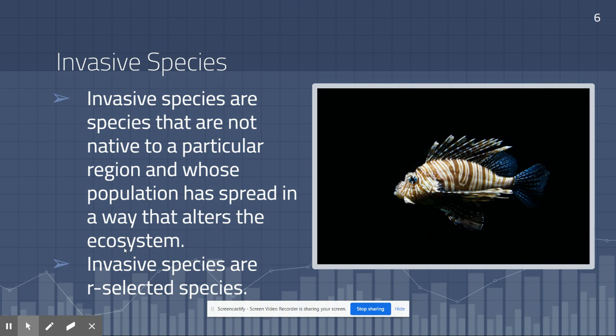One thing to keep in mind is that invasive species are typically R-selected species. So they're species that reproduce a lot of offspring at one time. They're not providing a whole lot of parental care. They're often small species, but they are small but mighty. So they can still have a huge impact on that ecosystem, even if the individual organisms themselves are small.